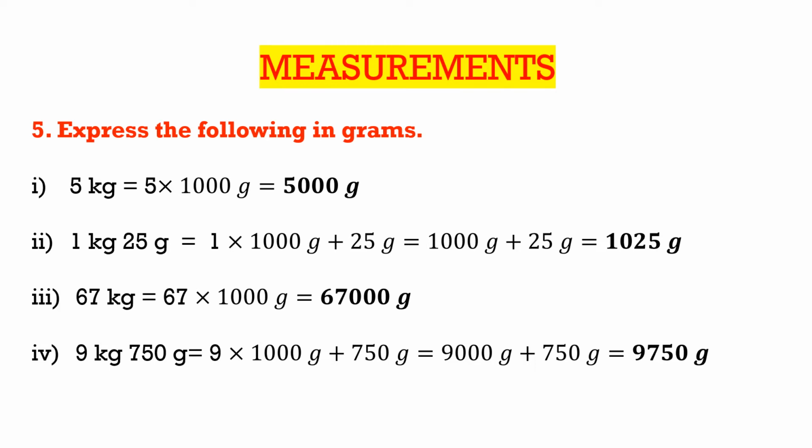Next fourth bit is 9 kg 750 gram. We have to convert 9 kg 750 gram into gram. We know 1 kg equal to 1000 gram. So multiply 9 by 1000 gram. 9 multiplied by 1000 gram is 9000 gram plus 750 gram. So we get 9000 gram plus 750 gram equal to 9750 gram. Next move to sixth question.